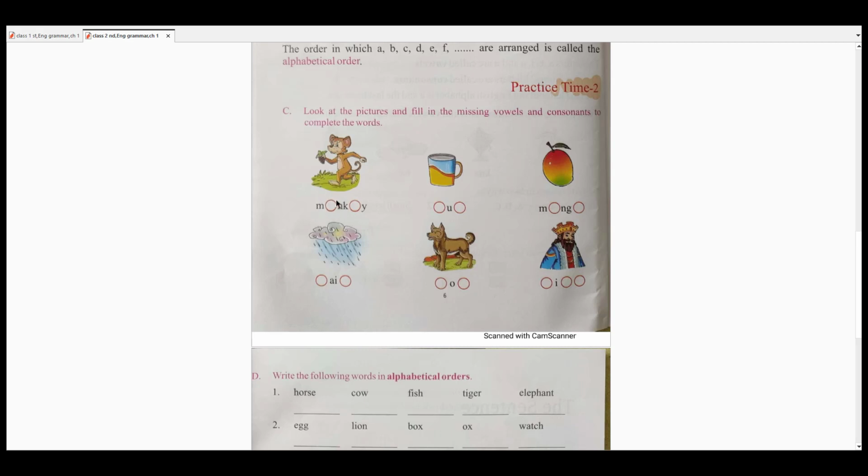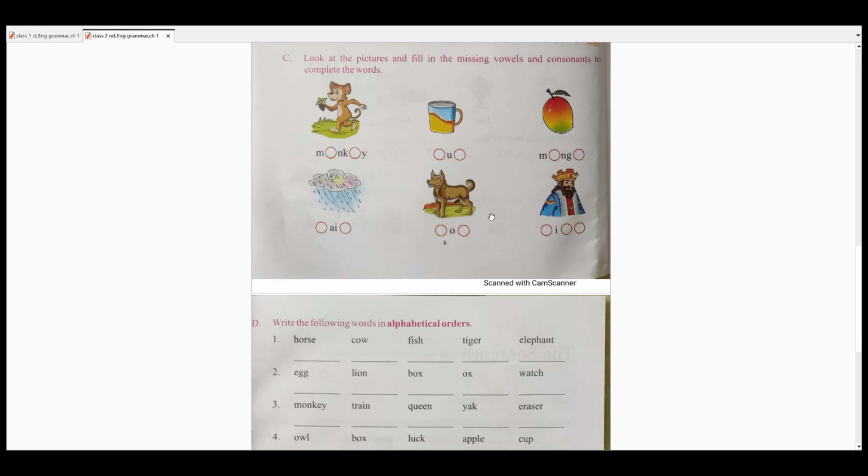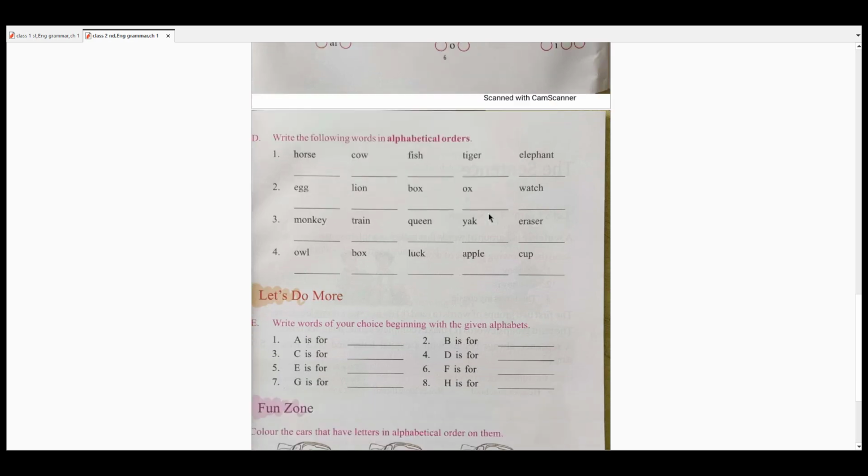Okay, so the first example is monkey. What will come in the first circle? O. And what is the spelling of monkey? M-O-N-K-E-Y. So the first circle will have O, the second circle will have E. So O and E both are vowels. The second one is mug. So the first circle will have M and the last circle will have G. M and G both are consonants. So you need to have a sense in your mind whether you are writing a vowel or a consonant.